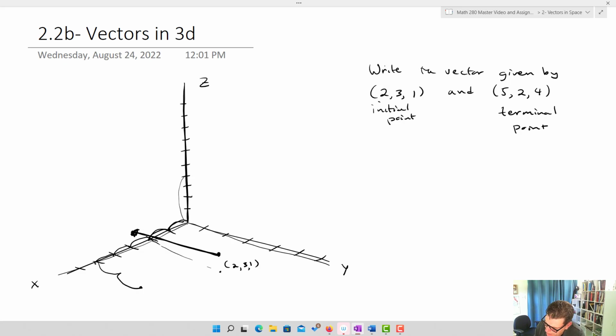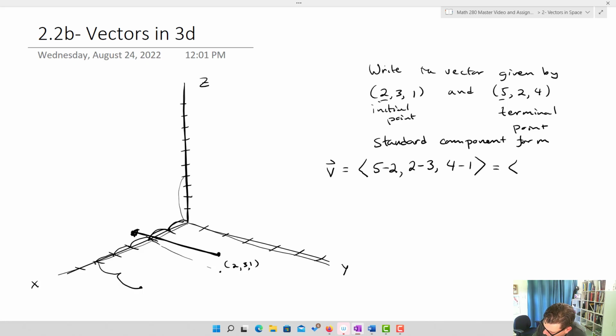And we're going to write it first in standard component form, or component form, or as a standard position vector. So we're going to give our brackets just like we did before. We'll call this v. And so v is going to equal, we'll subtract 5 minus 2, that's subtracting my x's. Subtract my y's, so 2 minus 3. And then subtract my z's, 4 minus 1. And so in component form, it's going to be 3, negative 1, 3. And that's the component form of the vector.